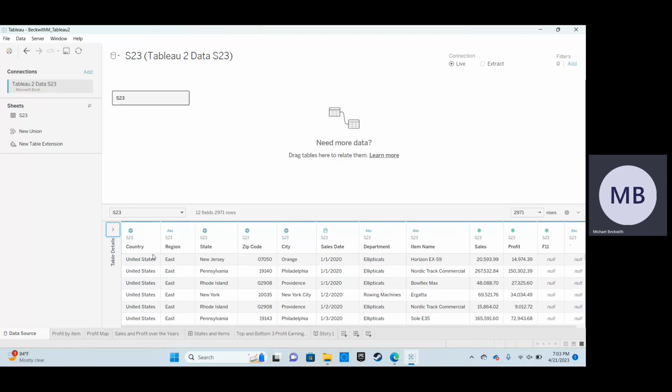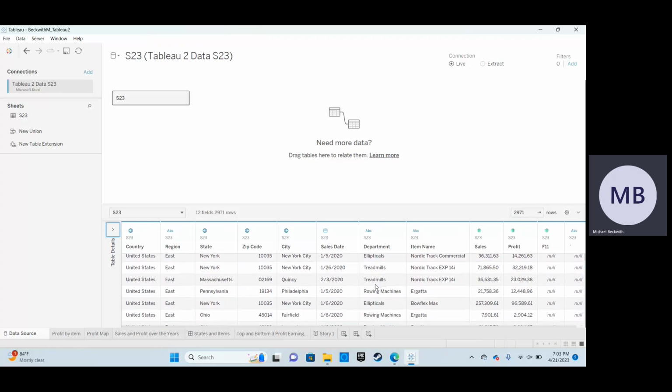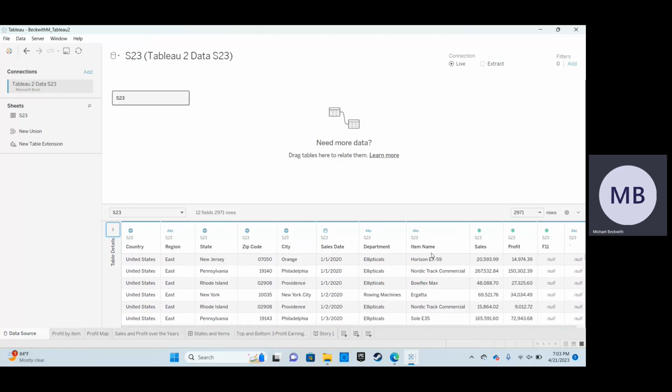We can see here the country the sale is in, the region, what state it took place in, the zip code, the city, when the sale happened, what department the sale was in. So, for example, the ellipticals, the rowing machines, treadmills, the precise item name that was sold, how much the sale was for, and how much profit was made off of that sale.